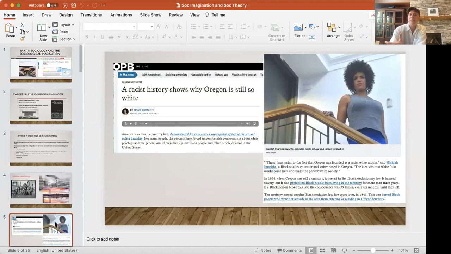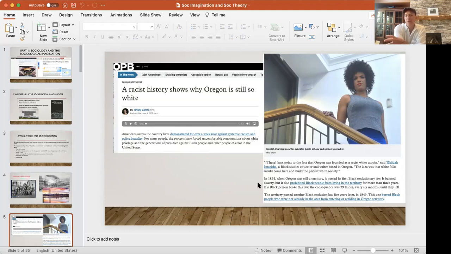So this gets me to this next slide, thinking about, why is Oregon so white? Part of that has to do with race-based policies, policies that made it difficult or forbid Black people from residing in the state of Oregon. These were the exclusionary laws. In 1844, Oregon Territory started passing exclusionary laws, prohibiting Black people from living in the territory for over 3 years. So not establishing long-term residence.